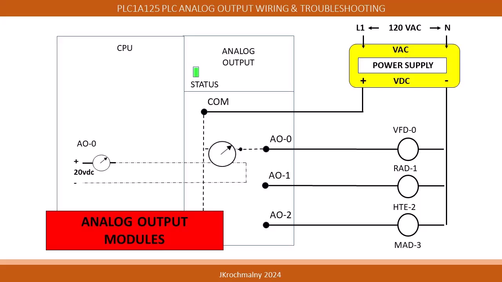The manipulation of the output device, in this example a damper actuator, starts in the PLC processor. In this example, 20 volts DC is sent to the PLC analog output module to change the value of the electronic signal controlling the analog output load.